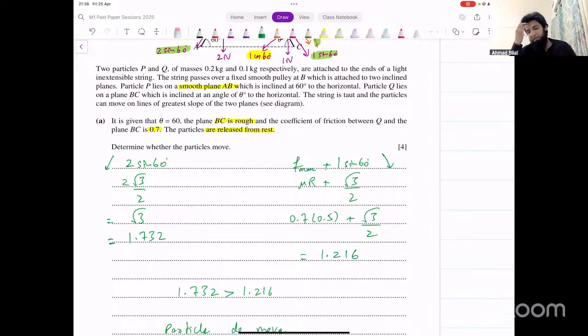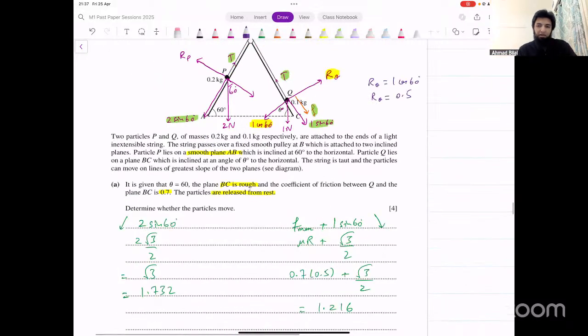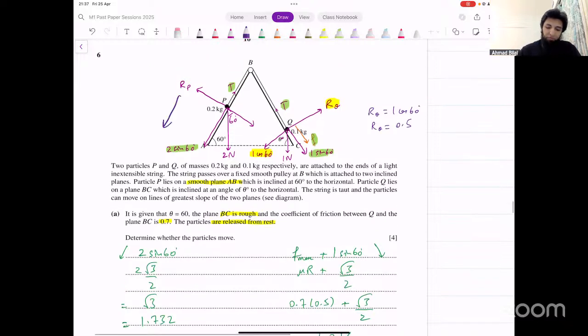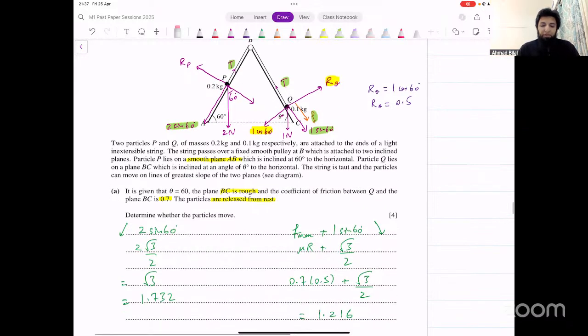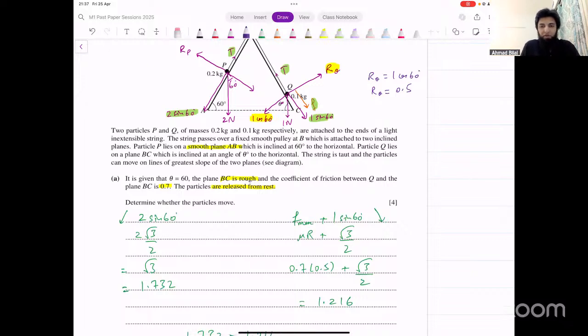Can we do it using acceleration? You can do that. In this case, that would work. But what if the particle was not moving? Then that would not work, because in this case, the end result is that P is moving downwards and Q is moving upwards. So even if you were to use Newton's second law of motion, you would get some acceleration, and that will mean that the particles will start moving. But if the particles were not moving, we don't know whether they're moving or not. We only use Newton's second law of motion when we know that the particles are moving. In this case, we're not sure about that.